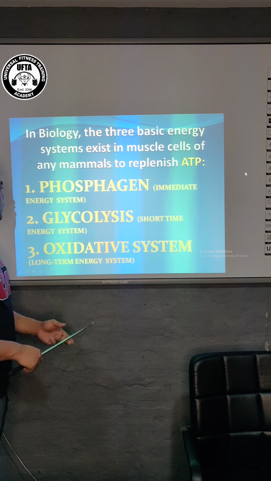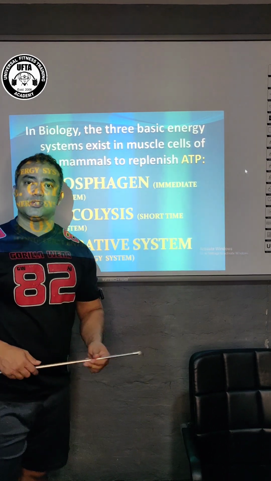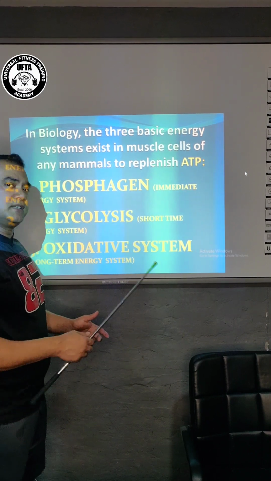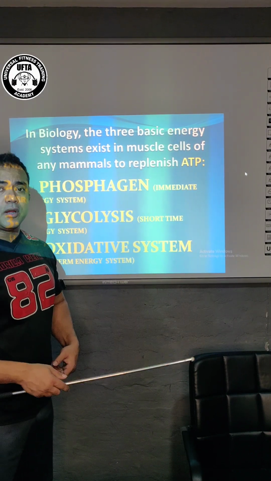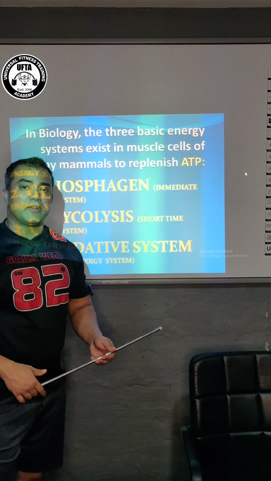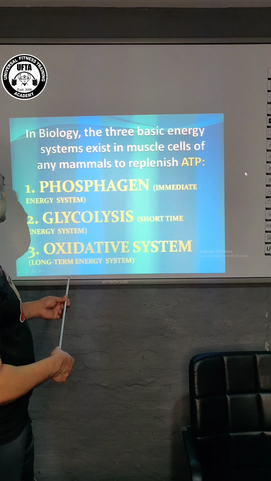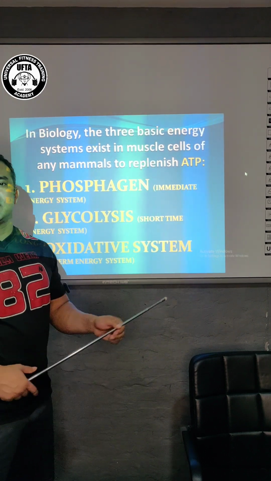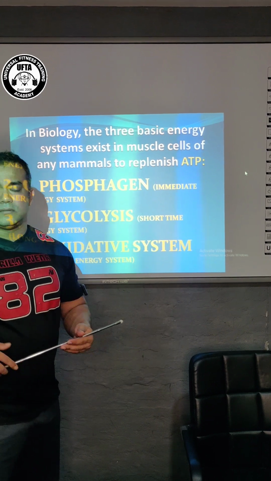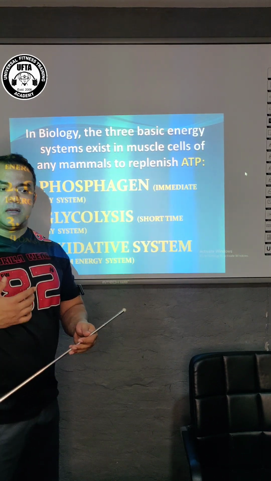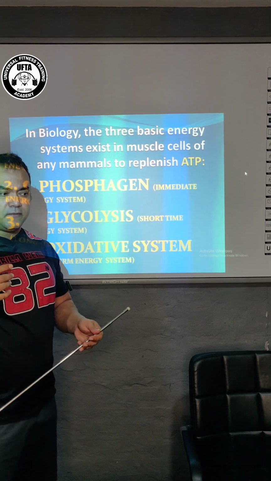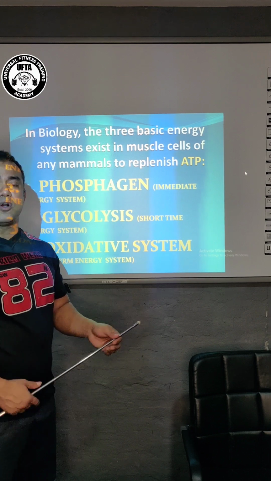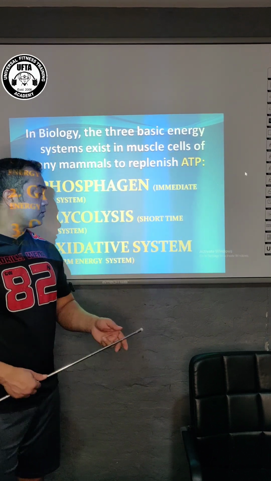And second is the glycolysis system or the short-term energy system. Once you surpass 6 seconds, the glycolysis system comes into play. Glycolysis is basically converting carbohydrate into glucose to generate ATP. And lastly is the oxidative system, the long-term energy system. Long-term energy system means you are doing the activity and continuing the activity for minutes, for hours, and for many hours. At that point of time, the oxidative system comes into play. So the body starts consuming oxygen.